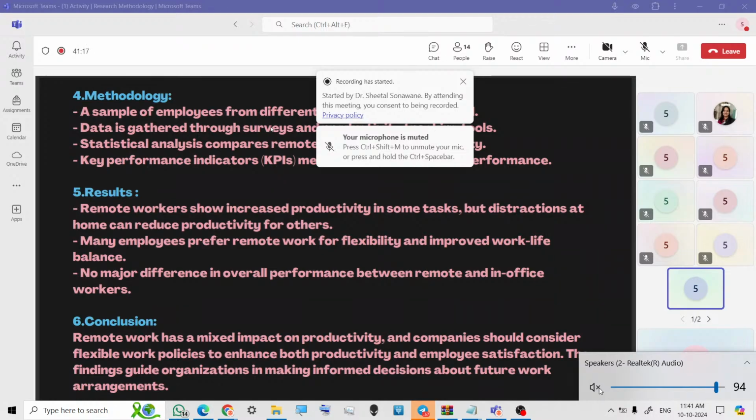For remote work, they used time tracking tools and employee surveys to gather the detailed information.